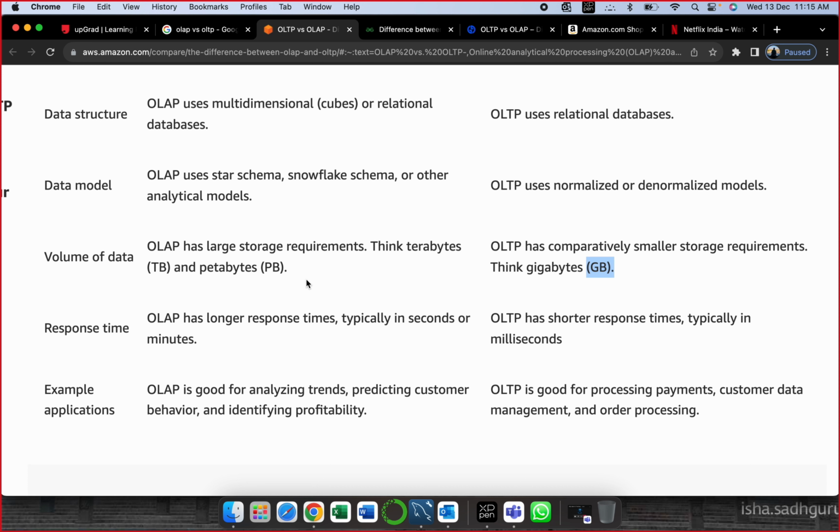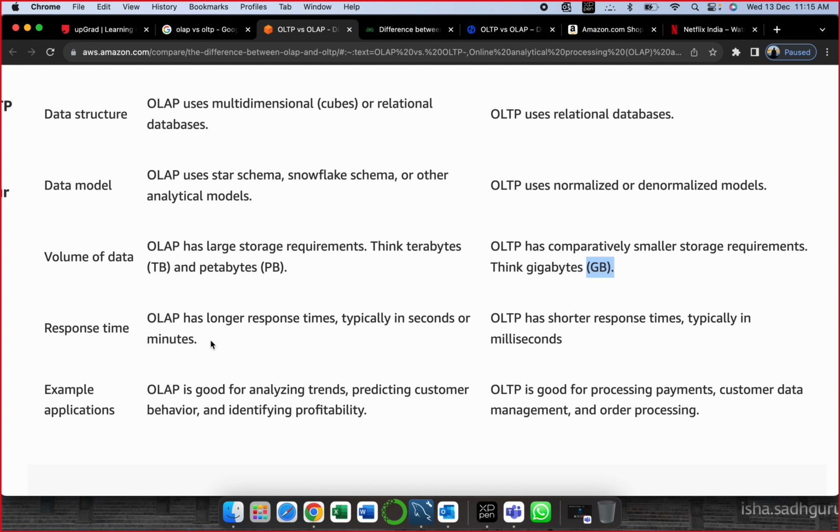Now the response time. The database is large, right? So response time would be higher. It would be in seconds and minutes. I know seconds is not a big term to say, but when we are talking about analysis, the point of every query that we write, every code that we write in SQL, is to reduce the execution time. So it's generally in seconds and minutes only, it doesn't go to hours. So OLAP has a longer response time, typically in seconds and minutes.